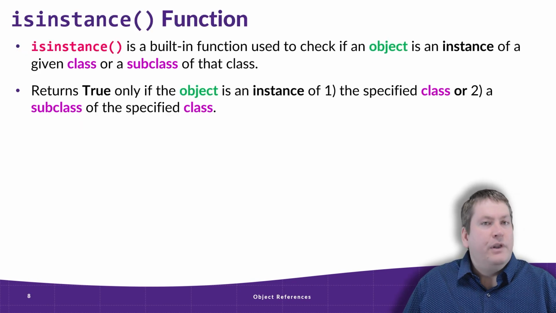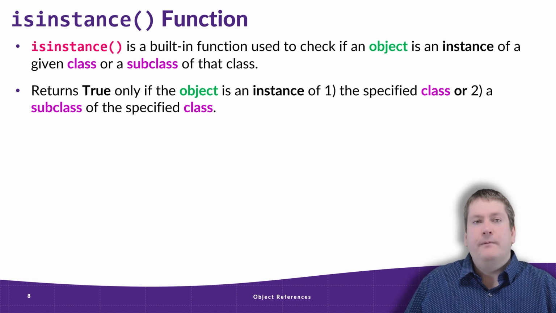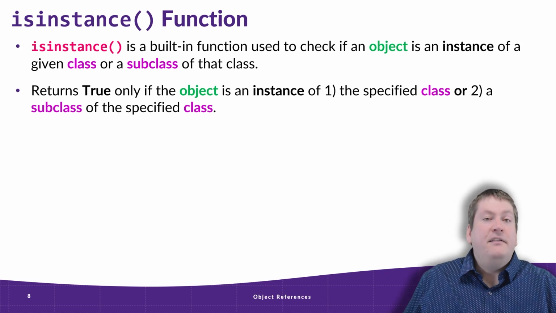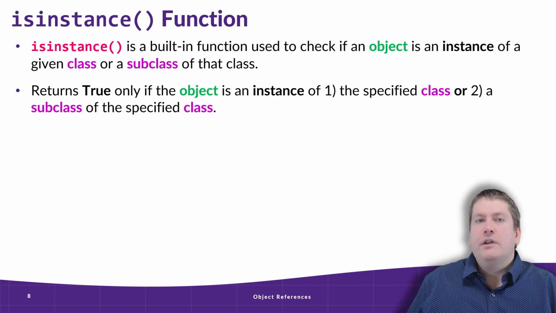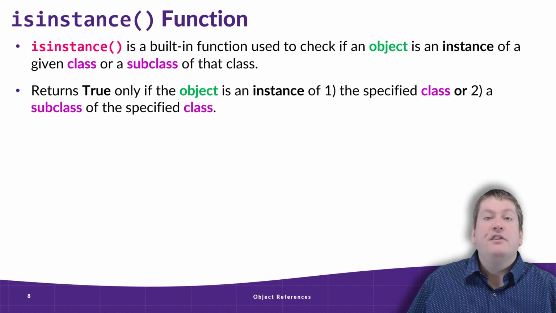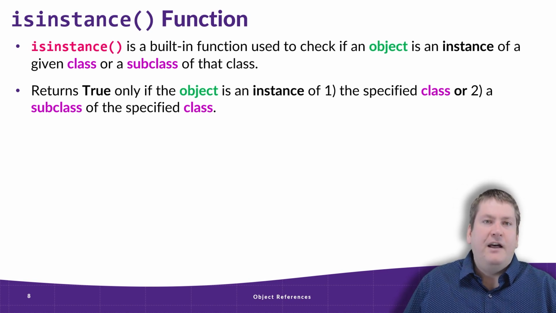Now, there is another tool that we can use when we're trying to check if two objects are similar, and that is the isinstance function. This doesn't check to see if two objects are the same object. Rather, it checks to see if an object is an instance of a particular class, which can be helpful if we don't really know what sort of object we're getting passed into a function. We can use isinstance to figure it out. So isinstance is a built-in function, and it's used to check if an object is an instance of a given class or a subclass of that class.